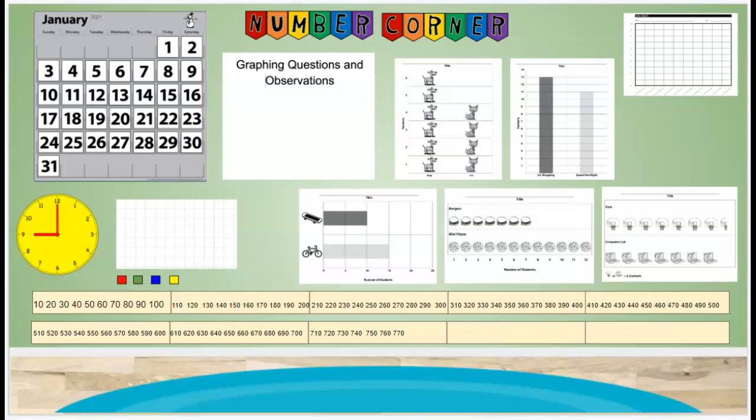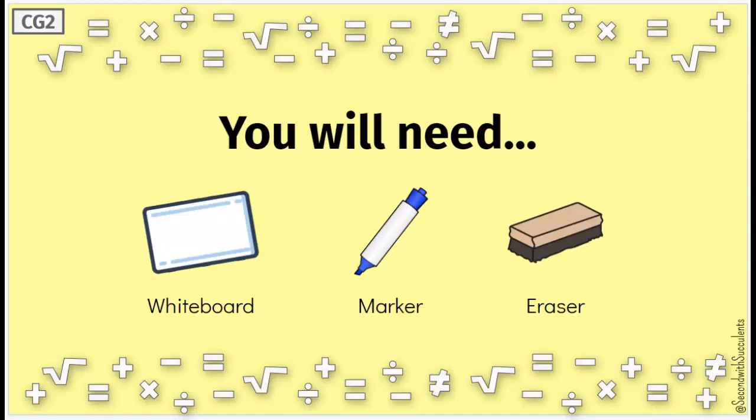For Number Corner today, we will be reading and interpreting our fourth graph from our calendar grid. To read and interpret our graph today, you will need your whiteboard, marker, and an eraser. If you don't have a whiteboard, a piece of paper and a pencil will work just fine. You can pause the video now to get what you need.